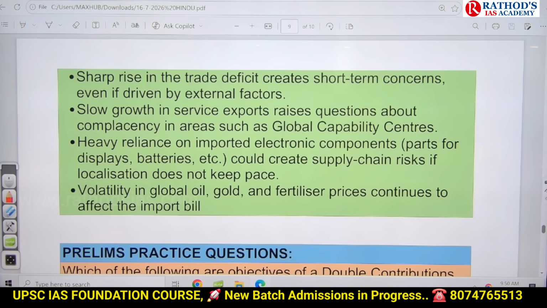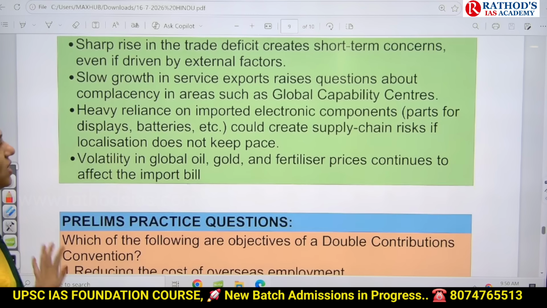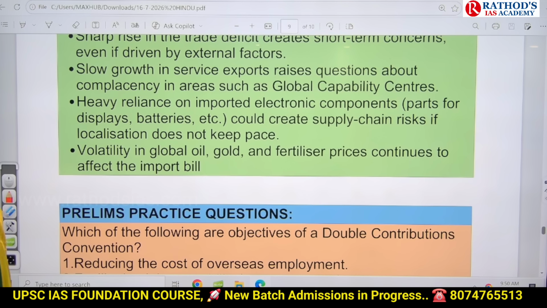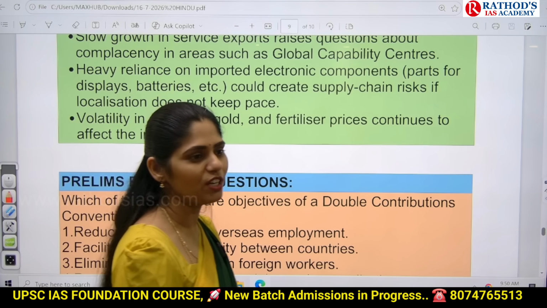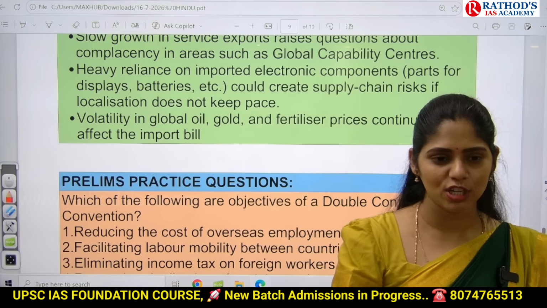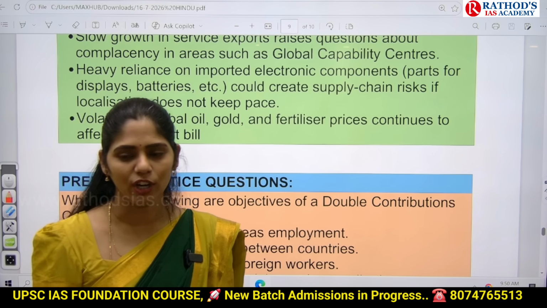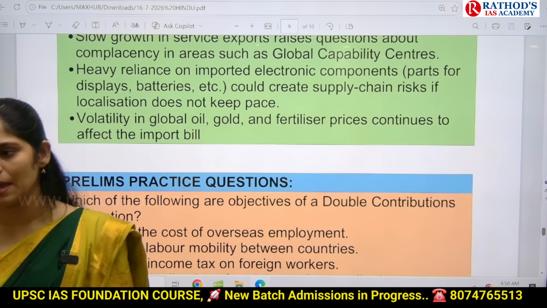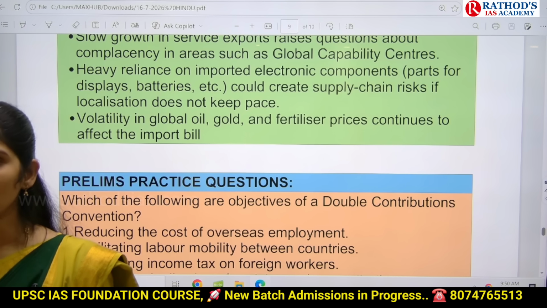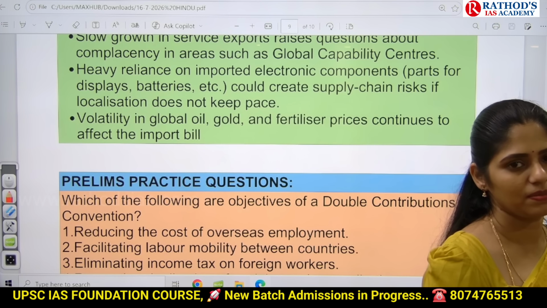And next, there is also a very slow growth of service exports now. Next, we are importing more and more electronic components, for example semiconductors. And there is volatility in global oil. We don't know what the price of gold will be today and tomorrow. Even fertilizer supply had been stopped, and this time again monsoon impacts are there on Indian agriculture. Because of all these things, this kind of trade imbalance is happening in our country. Now you need to think about what measures we can take to overcome this situation. That may be your main question.